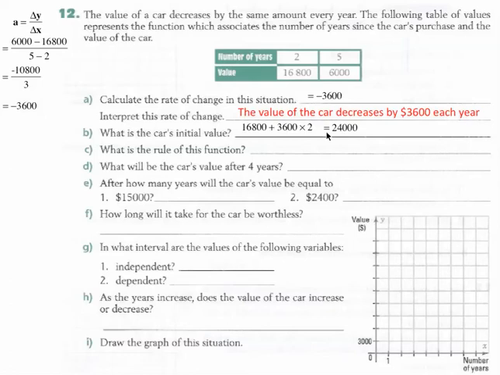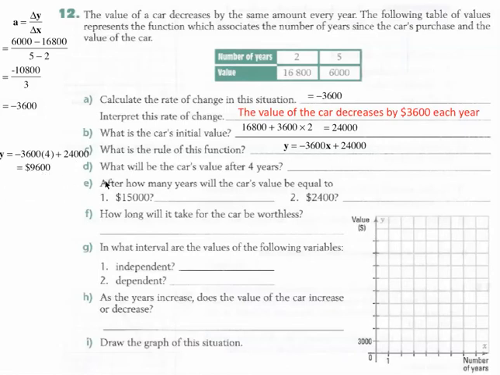So the rule for the function, remember, it's y equals ax plus b. The a is the rate of change, which we already know is negative 3,600, negative 3,600 times x plus the initial value, 24,000. Now they want to know what the car's value will be after 4 years. So I just use the function and replace the x with 4. So negative 3,600 times 4 plus 24,000 is $9,600 after 4 years.